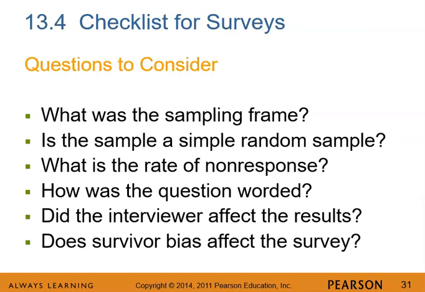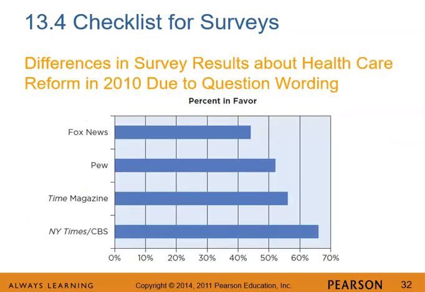Questions to consider. What was the sampling frame? Is the sample a simple random sample? What is the rate of non-response? How was the question worded? Did the interviewer affect the results? Does survivor bias affect the survey? These are questions we can ask about our survey and data collection, to make sure that we have a good sample.